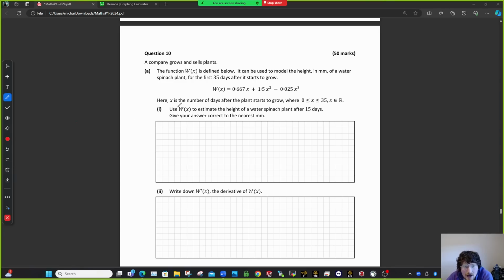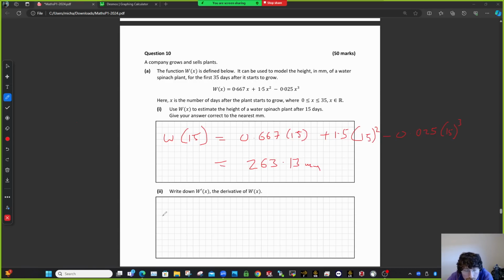It's just like you let x be 15, so you can read it there. W(15) equals 0.667 times 15 plus 1.5 times 15 squared minus 0.025 times 15 cubed. So again, you get no more attempt marks. Just writing that number there is nearly all the marks for the question. You just pick up your calculator and try and write things correctly into the calculator. And then when I wrote that in, I got 263.13 millimeters, which is 263 to the nearest millimeter.